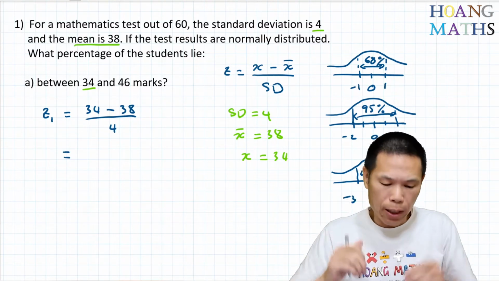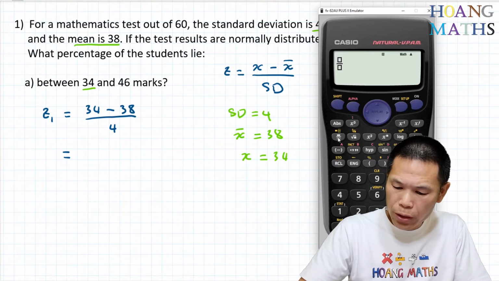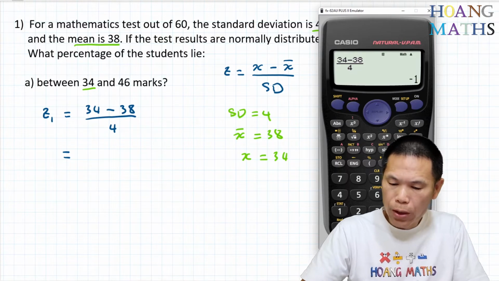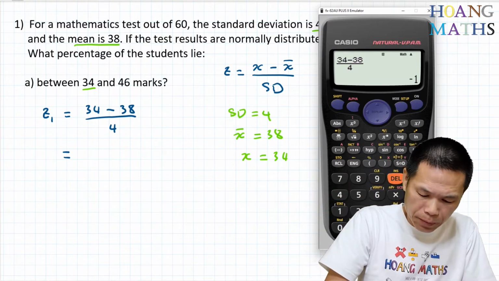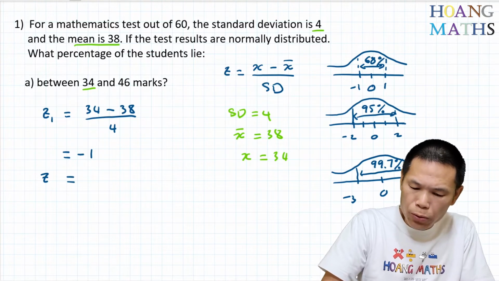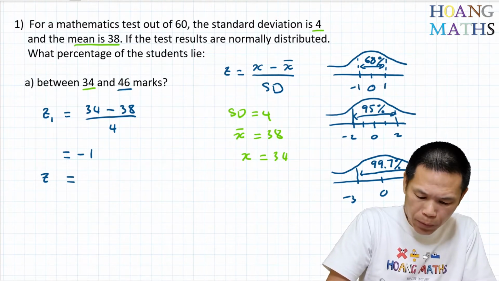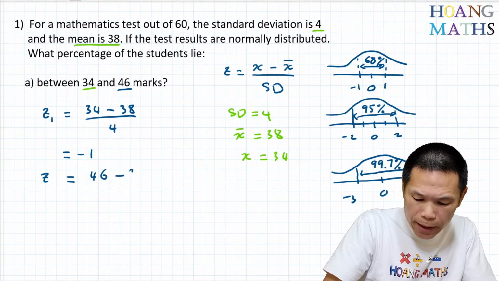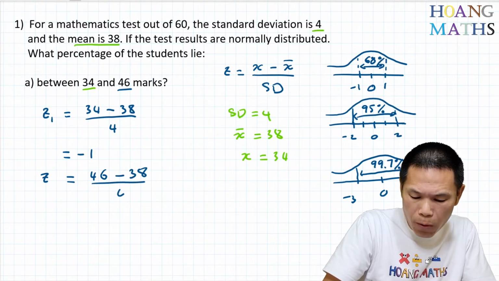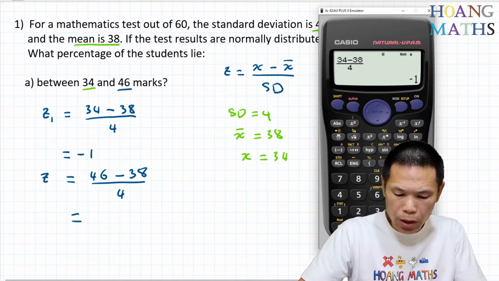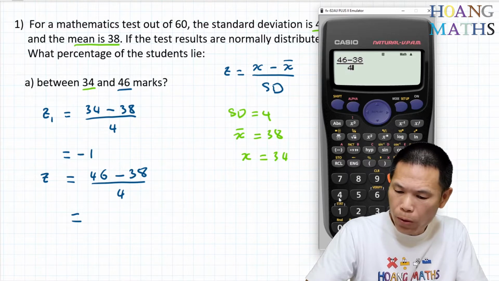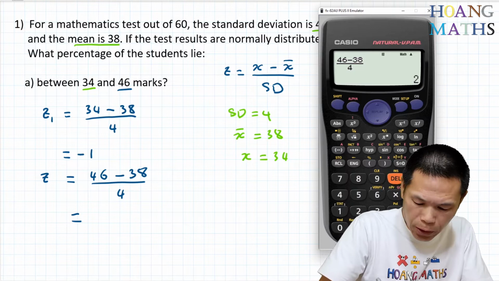And we just put that on a calculator. So I just go fractions, 34 minus 38, and we go down over 4. Which is -1. Now z2 is equal to, so the x is 46. So we just write 46 and minus the mean, so the mean is 38, and over 4. So which is equal to, so just go clear screen, fractions, 46 minus 38 over 4. So that will give me 2. So it is equal to 2.